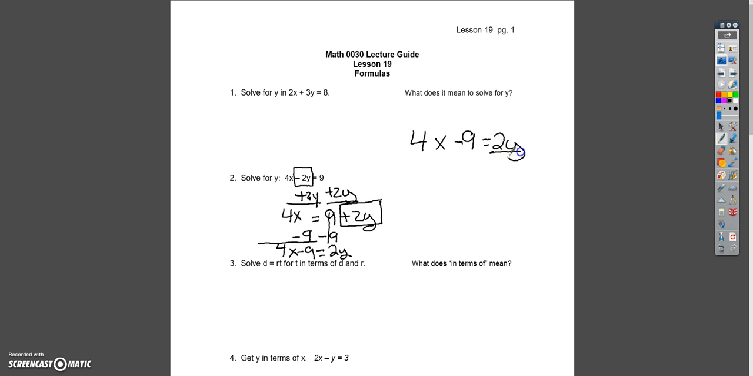So now I've got to divide by 2. I'm going to divide each and everything. This gives me 2x. This gives me minus 9 over 2, or 4.5 is fine, equals y. I've got y by itself. It's in terms of x.